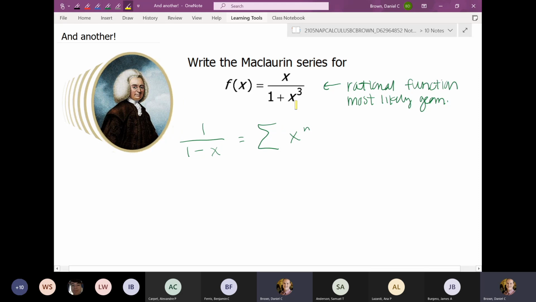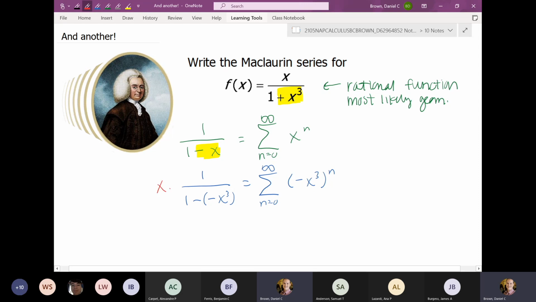The first thing I notice is the function we want has a positive x cubed in the denominator. The one that we have is like a negative x. So what replacement can I do? I can substitute negative x cubed in for x. So if I go back and do that on the other side, I can plug in negative x cubed for the x, and I should put the limits on this. And that works now because we know that 1 plus x cubed, we do have what we want.